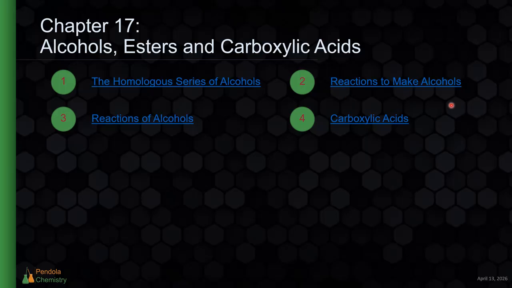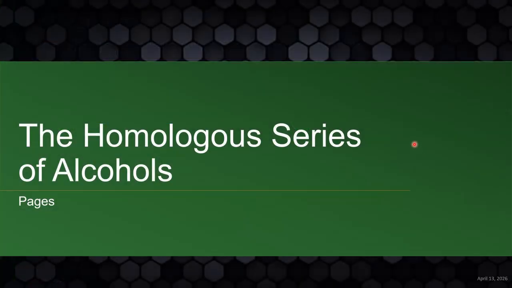Then in section 2 in the next video, we'll talk about the reactions to make alcohols. So how do we create alcohol, some of which reactions we have seen already. We're going to then move on to the reactions of alcohol. So how do alcohols themselves react to create other functional groups? And then finally, we're going to look at carboxylic acids and how they react, and how do they react specifically with alcohols to create esters. But let's jump straight into section 1, which is going to cover the homologous series of the alcohols.